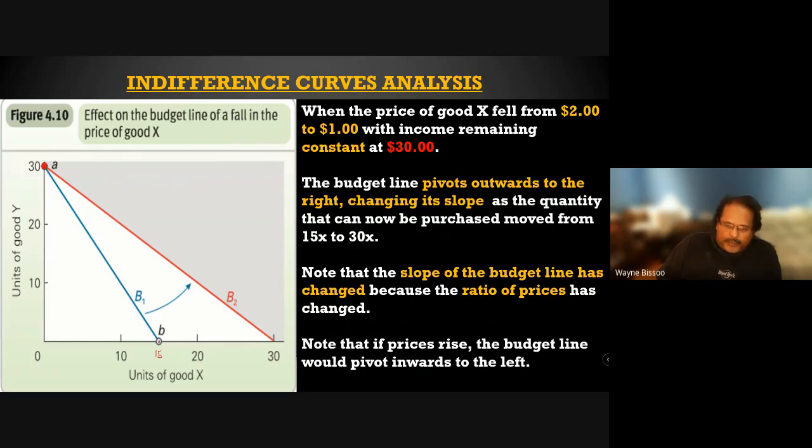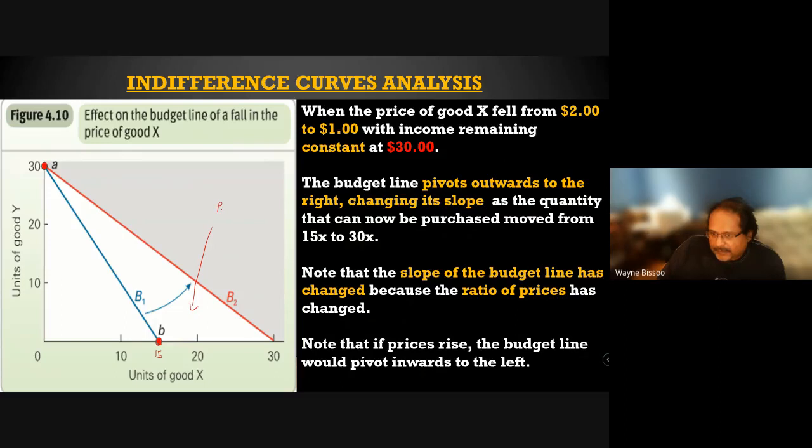So this point here was our original position. But when the price of good X went down to $1, the budget line pivots outwards because now we can afford 30 units of X and 30 units of Y. So that causes our budget line to pivot outwards because prices have fallen. This is important for us to remember because sometimes it comes up in the quizzes. If the budget line pivots outwards, it means what has happened?